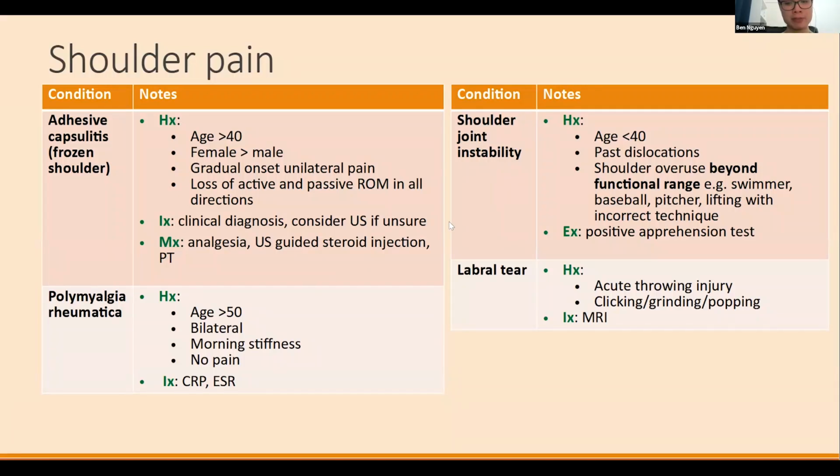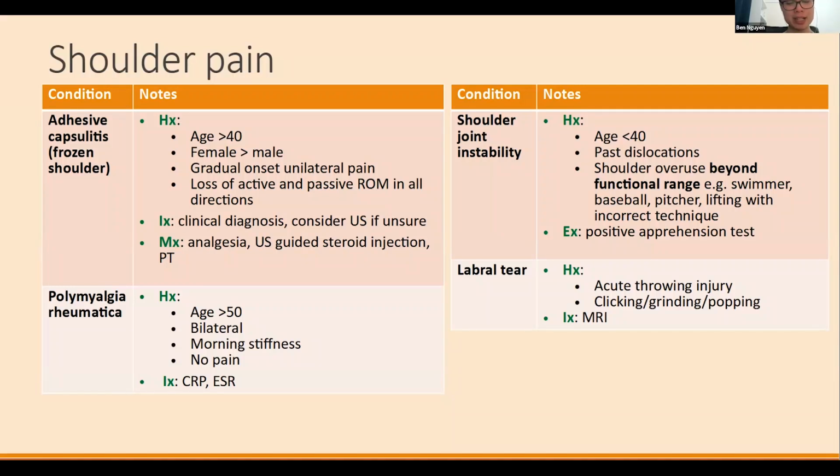And you might see some questions where they can have shoulder joint instability as an option. So the buzzword here is if someone's, let's say, a swimmer or a baseball pitcher, a sport or a job which requires them to put the shoulder in a range of motion which is further than what a shoulder's typical range of motion would look like. Yeah, and the buzzword there is positive apprehension test.